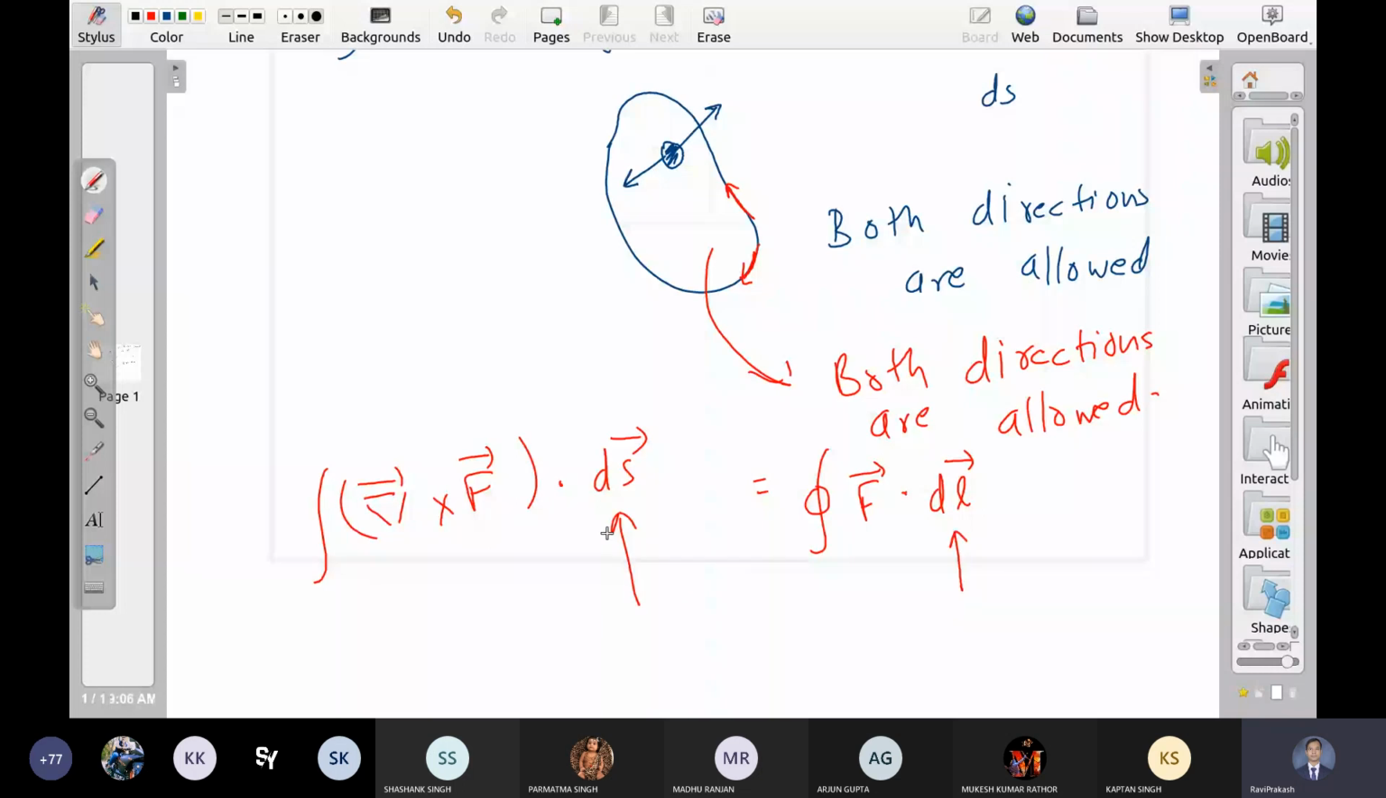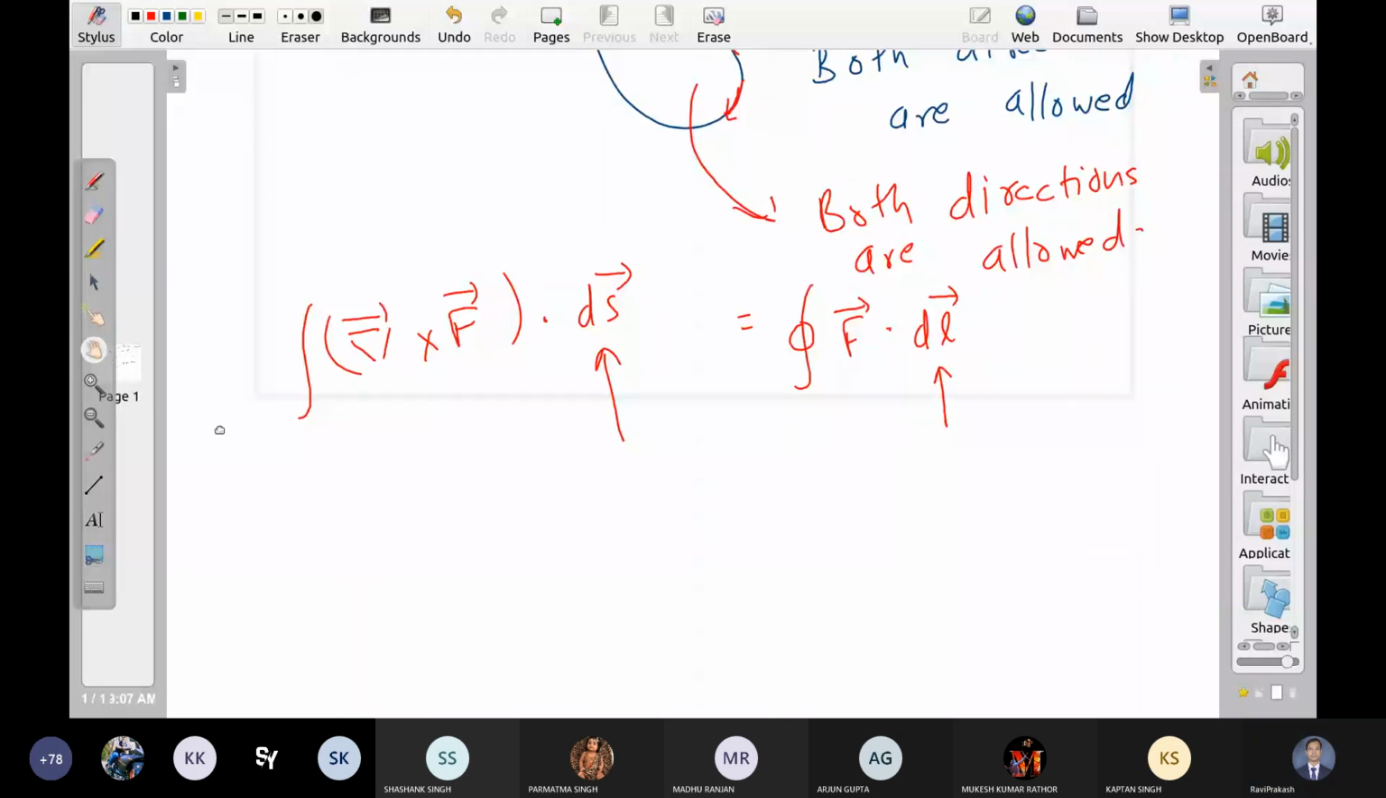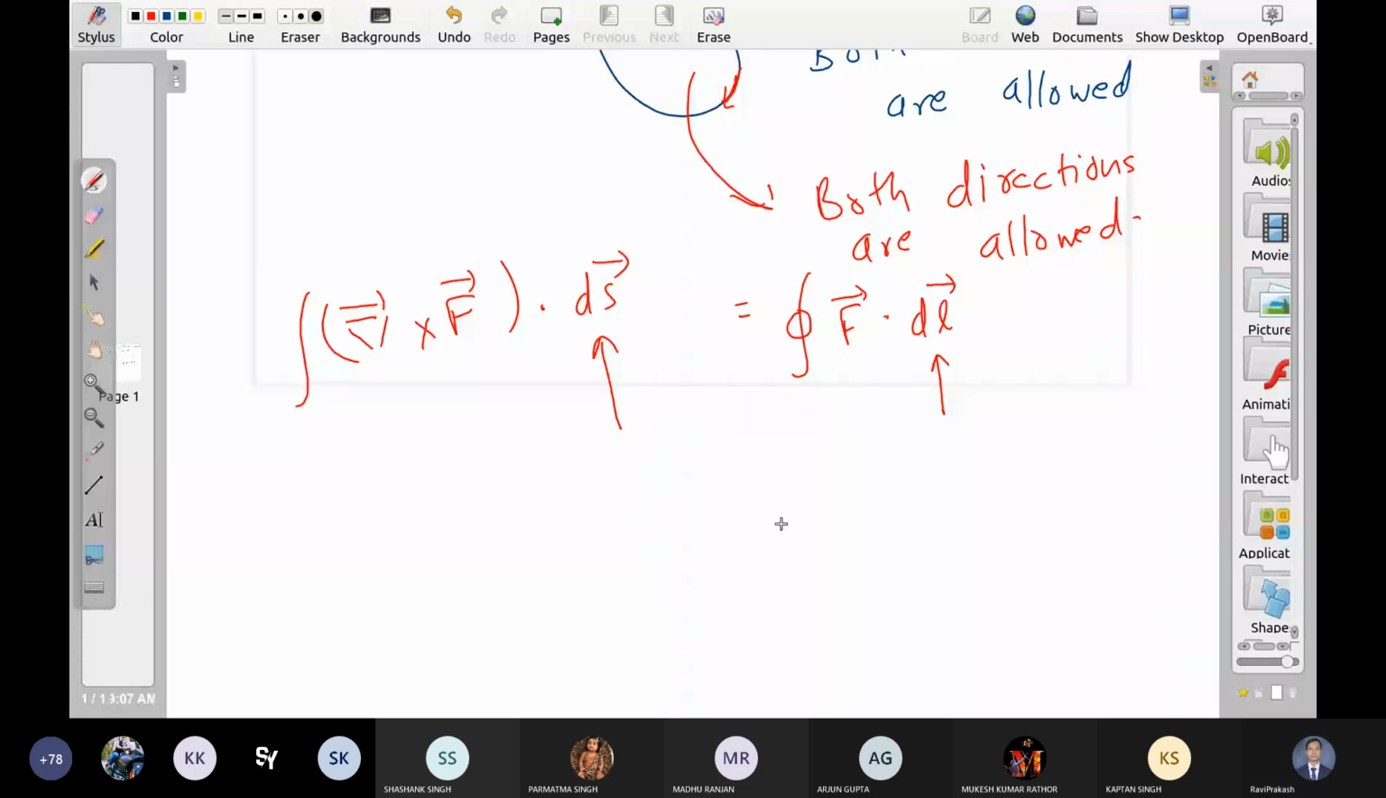They are always connected. What is the connection? Same right hand rule. Right hand rule means, let us say this is the loop in the plane of the board. Okay. If you are taking dl to be anti-clockwise, then corresponding ds cannot be arbitrary.